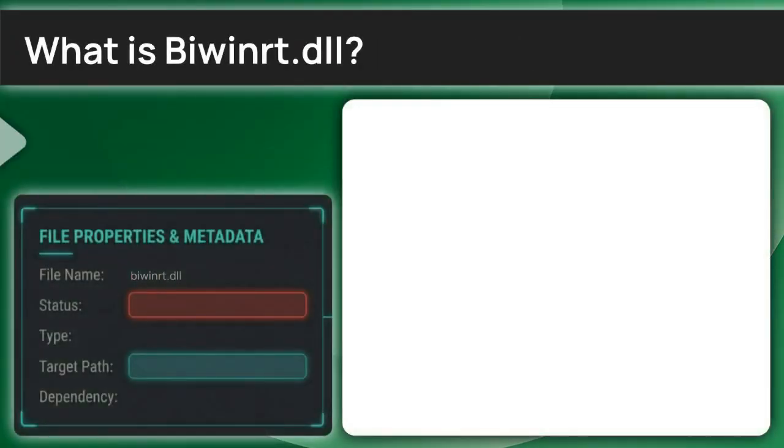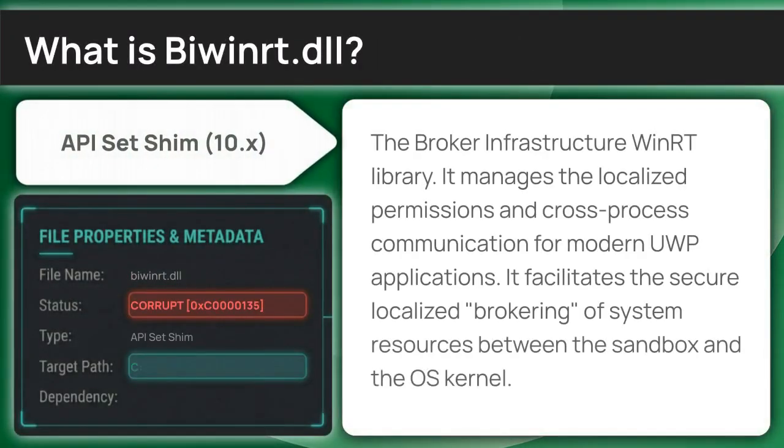This is the Biwinrt Library, the Broker Infrastructure WinRT Library. It manages the localized permissions and cross-process communication for modern UWP applications. It facilitates the secure localized brokering of system resources between the sandbox and the OS kernel. Since we've covered what this file is, let's move to the primary fix.